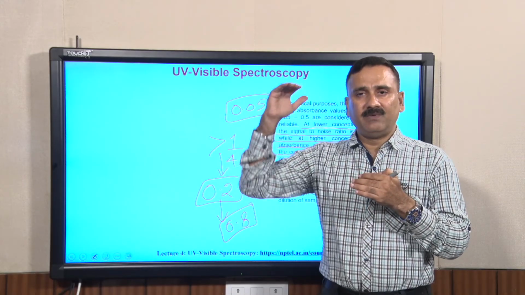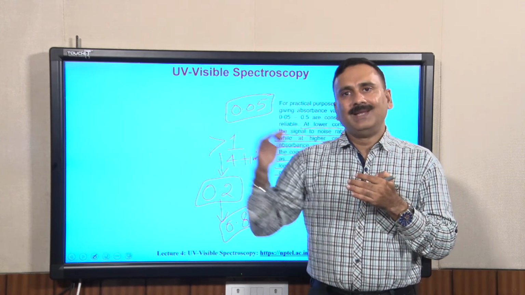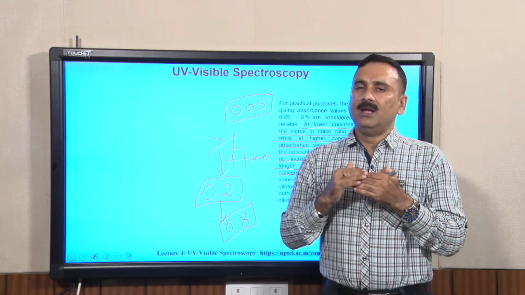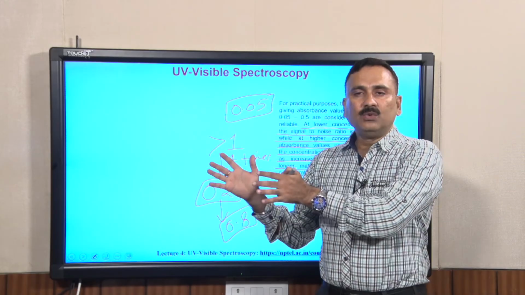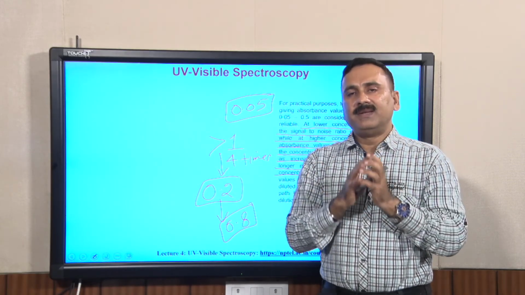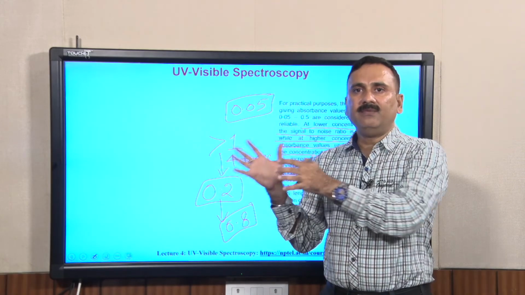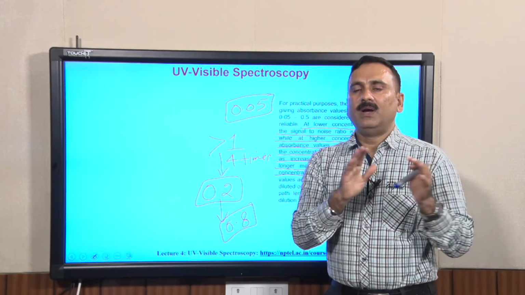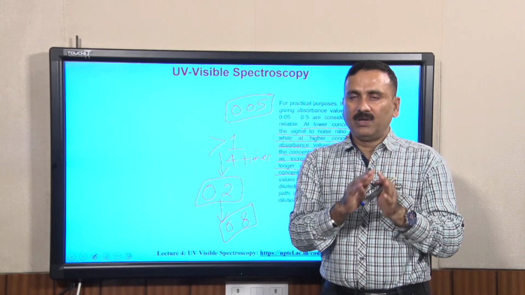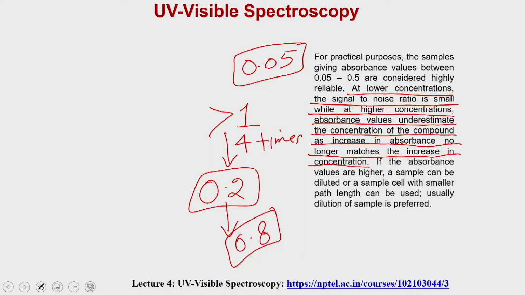So do not go with very low readings. For example, if it is showing 0.0002, that is also not reliable. If you go by 1.2, that also is not reliable. So try to measure the absorbance in the range of 0.05 to 0.5, because above and below this range you are going to see a deviation from the Beer-Lambert law.